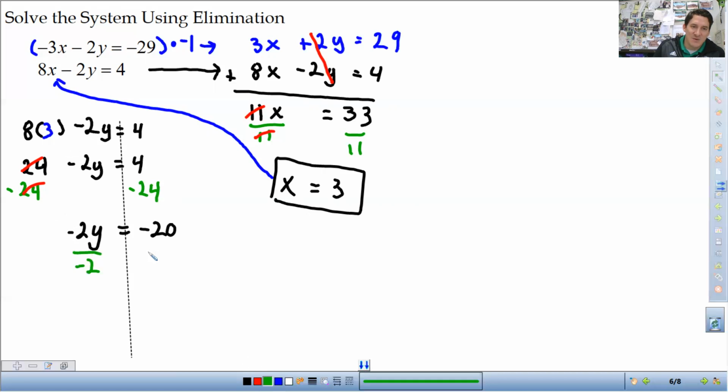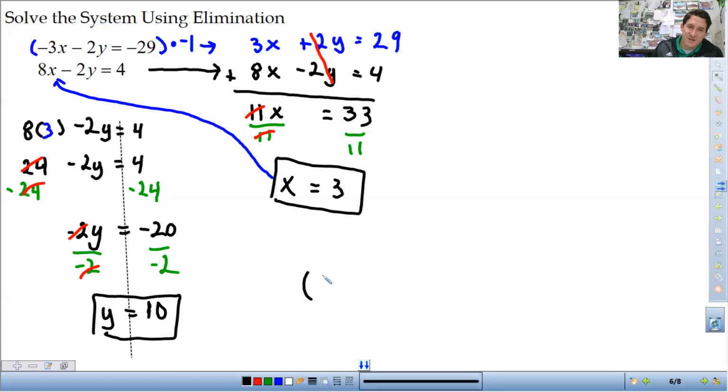Last step, divide both sides by negative 2. So negative 2 divided by negative 2 cancels out. You get y is equal to, excuse me, negative 20 divided by negative 2 is positive 10. And then last step, write it as an ordered pair. X first, so x is 3, y is 10.